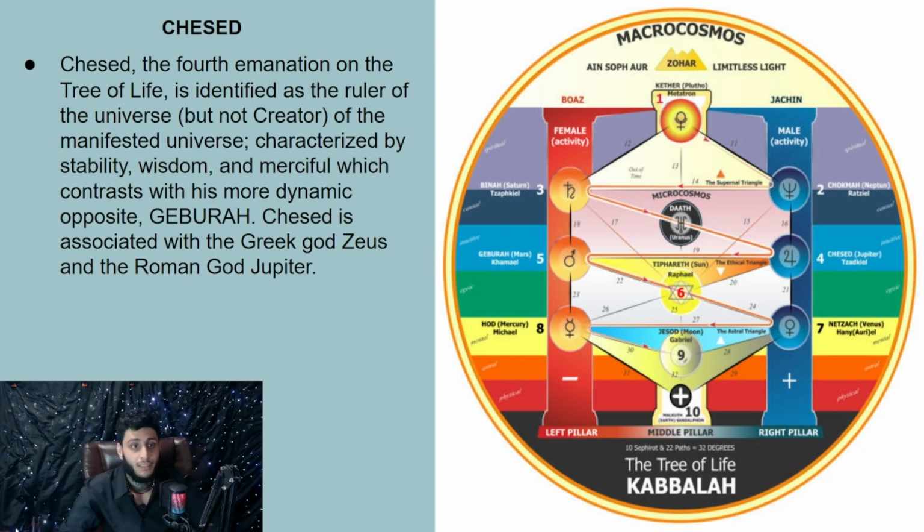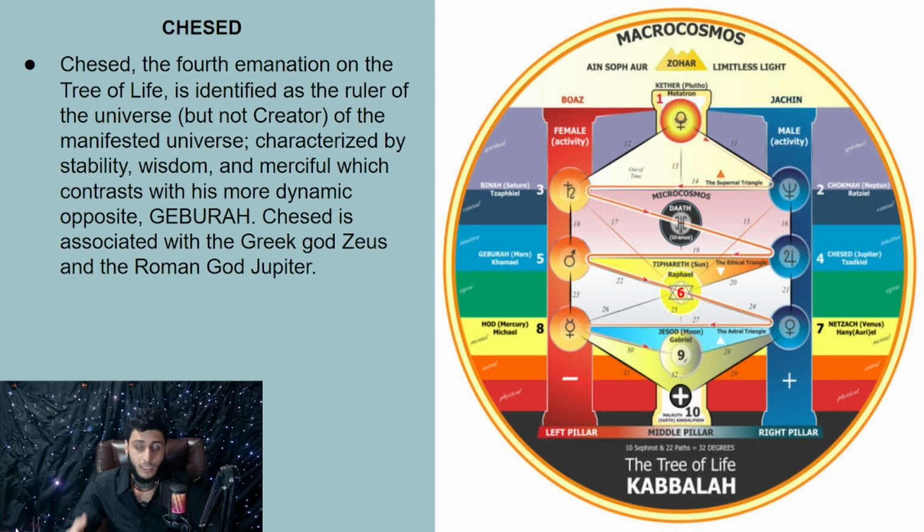So now the Chesed. The fourth emanation on the tree of life is identified as the ruler of the universe, but not the creator of the manifested universe, characterized by stability, wisdom, and mercy, which contrasts with his more dynamic opposite, Gebura. Chesed is associated with the Greek god Zeus and the Roman god Jupiter.